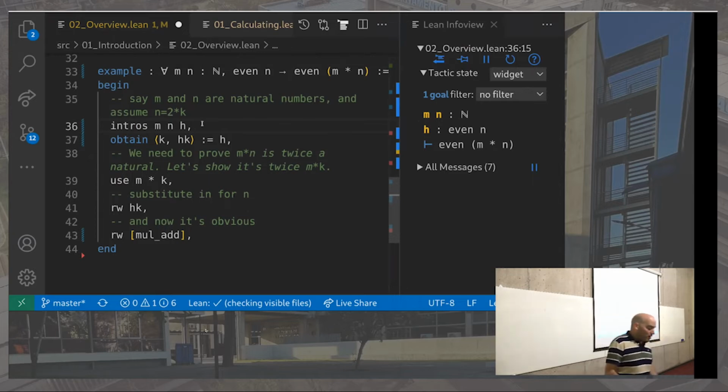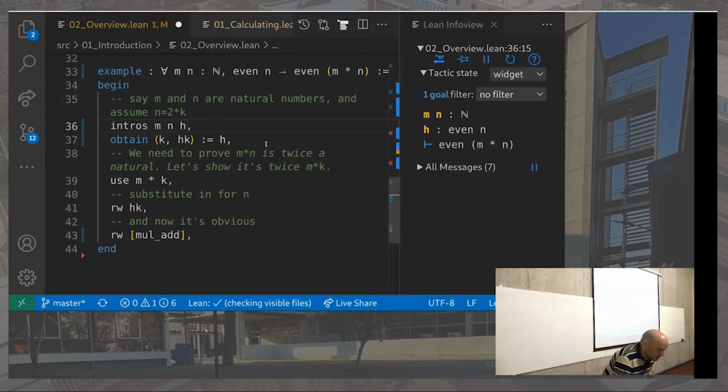So now we have to think about the proof. Why is this theorem true? It's true because if n is equal to 2 times k, then m times n is equal to 2 times m times k, I guess.